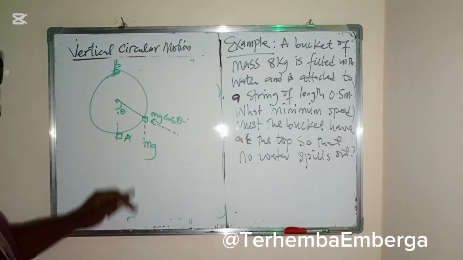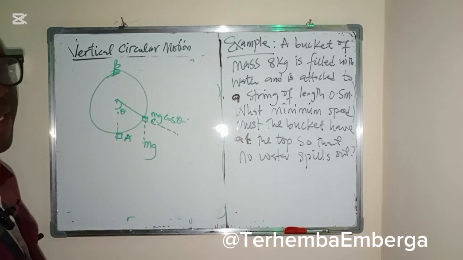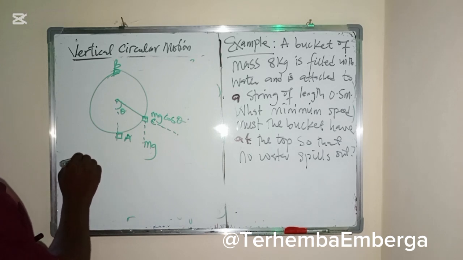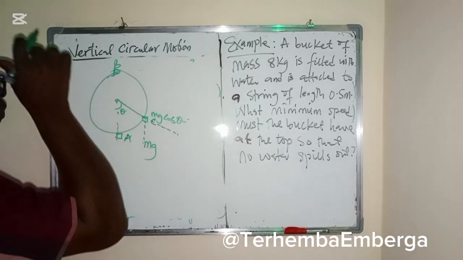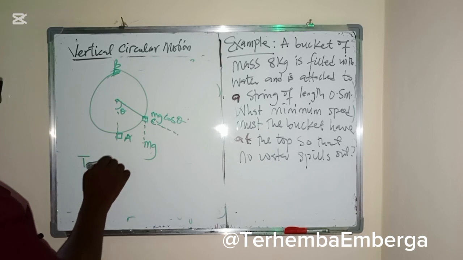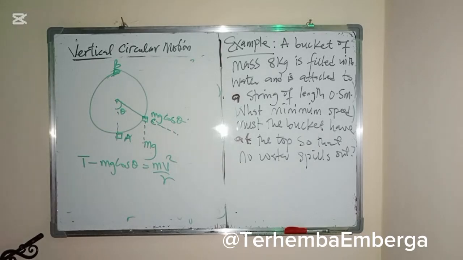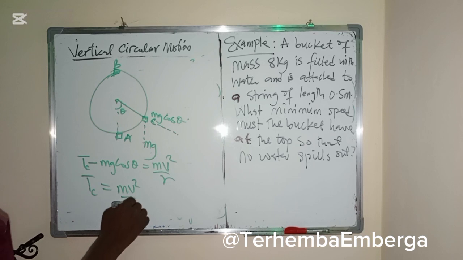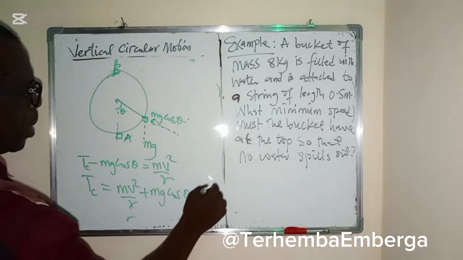We have done this several times. If you are resolving on the horizontal component, it is cos theta. If you are resolving on the vertical component, sin theta. We have explained this severally. So in this case, the sum of forces will be the tension, since they are acting in the opposite direction, minus mg cos theta is equal to mv squared over r. So the tension at C will be mv squared over r plus mg cos theta. And maybe this will be our equation 6.